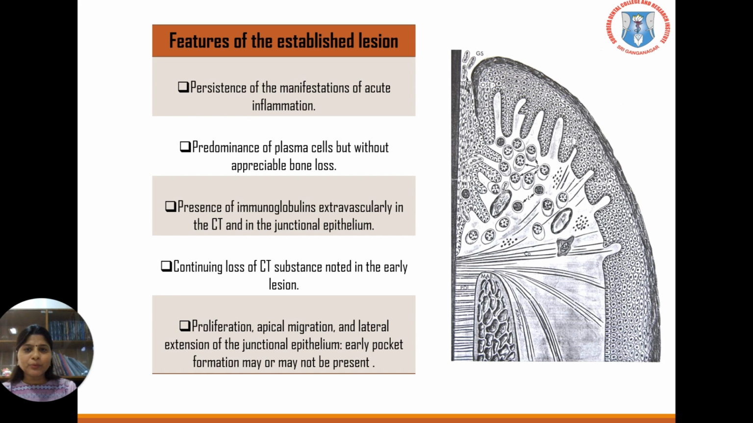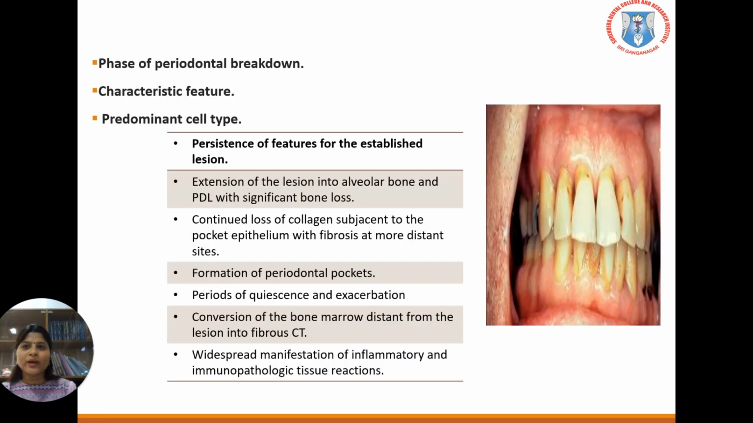These plasma cells produce immunoglobulin within the connective tissue and the junctional epithelium. The connective tissue loss will be increased and there is migration of the junctional epithelium. That is, apical migration and extension starts occurring in the established lesion. If this established lesion progresses, that is, if the active, acute changes on this chronic inflammation continue, then it will form the advanced stage.